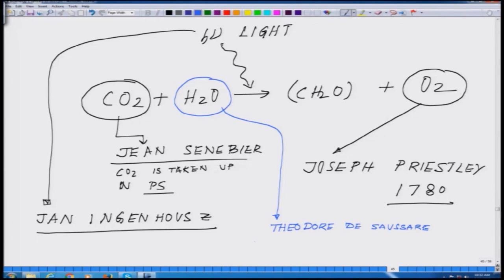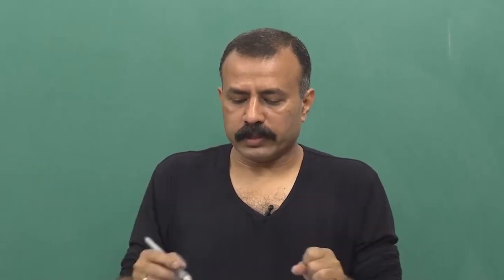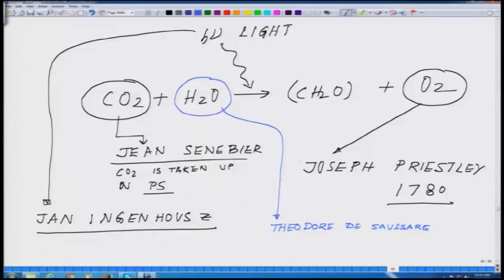What he demonstrated was that the sum of the weights of the organic matter produced by the plant and of the oxygen evolved is much more than the weight of CO2 consumed. And based on the law of conservation of mass by Lavoisier, he predicted that this is nothing but the water. Okay. And all these, so you see Joseph Priestley here, this is around 1780, very similar. Jan Ingenhousz worked at the same time, John Senebier soon after that, and Theodore de Saussure, who talked about the role of water.